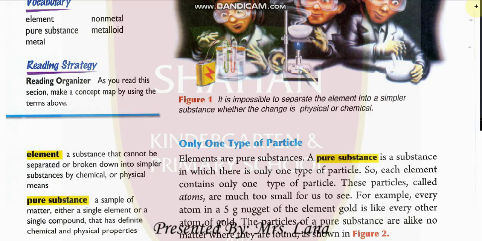Elements are pure substances. A pure substance is a substance in which there is only one type of particle, so each element contains only one type of particle. These particles are called atoms. The atoms are much too small for us to see.